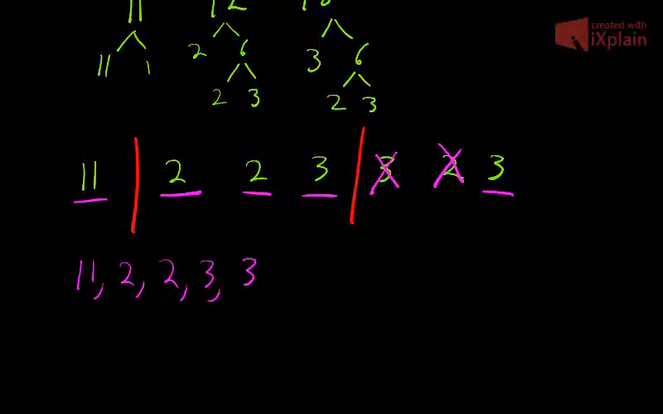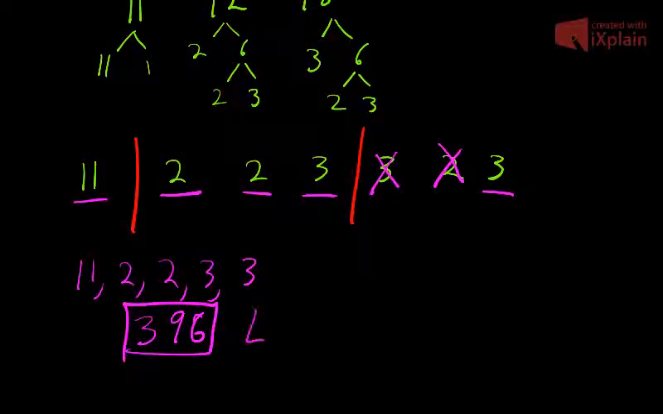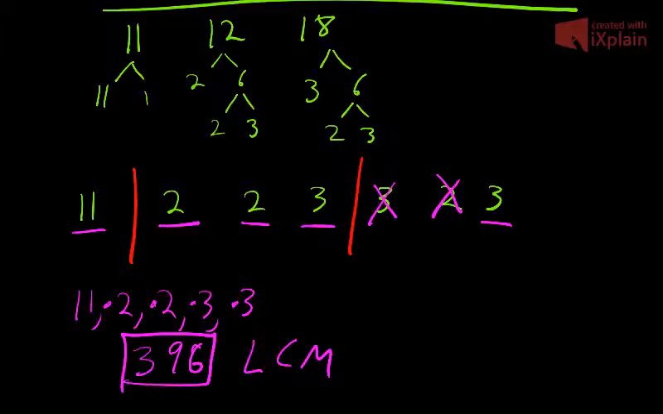So I multiply these together. 11 times 2 is 22, times 2 is going to be 44, times 3 is 132, and times 3 again is going to be 396. So 396 is going to be our least common multiple. You get that by multiplying these numbers together right here. That would be the least common multiple of the three numbers 11, 12, and 18.